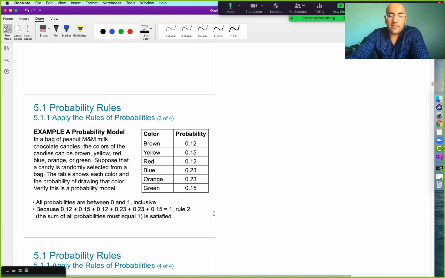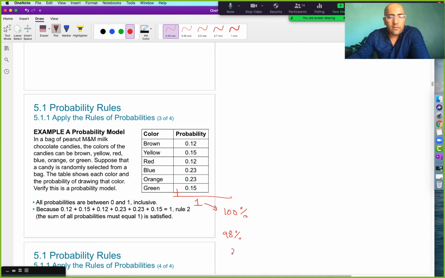Why does it have to be that they add up to 1? Let's think about that for a second. Why must it be that if I add all these, they add up to 1? And remember, 1 is akin to 100%. Well, what would it mean if it didn't add up to 100%? What would it mean if they only added up to 98%?